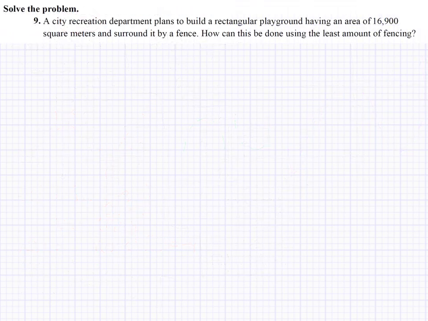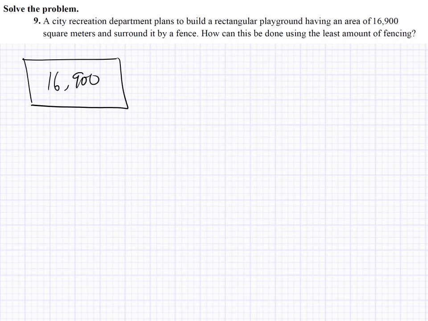Okay, our recreation department plans to build a rectangular playground having an area of 16,900 square meters and surrounded by a fence. How can this be done so we use the least amount of fencing? So simple rectangle. The area is 16,900. We want to know the perimeter essentially.